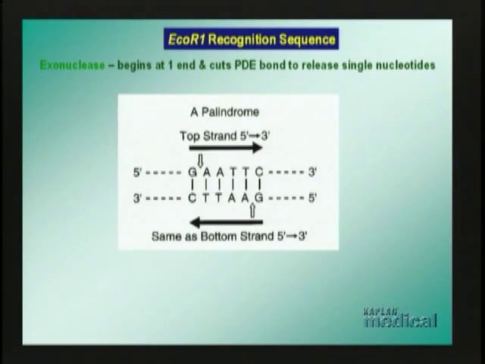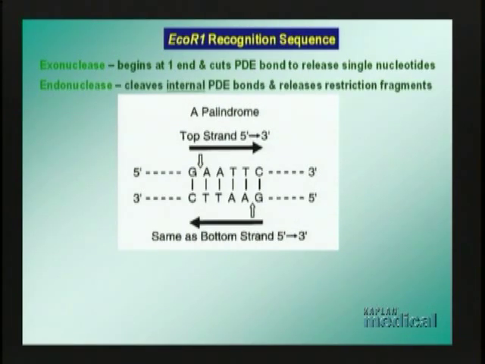Now how does this contrast with endonucleases, restriction endonucleases? An endonuclease, by definition, is an enzyme which cleaves internal phosphodiester bonds and releases restriction DNA fragments. I want to emphasize this is not at random. It does not cleave phosphodiester bonds at random. What it first needs to see is a particular DNA sequence, and the DNA sequence that a particular endonuclease is looking for is viewed as being a palindrome.